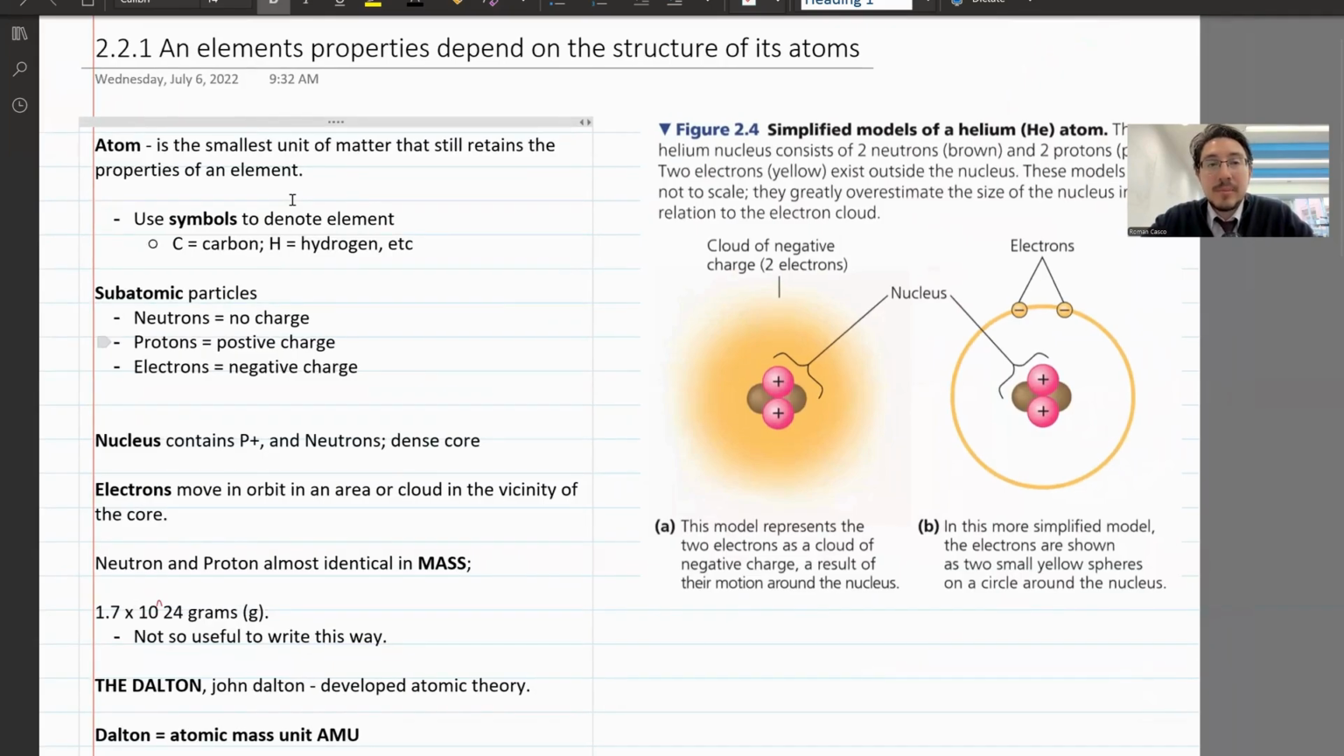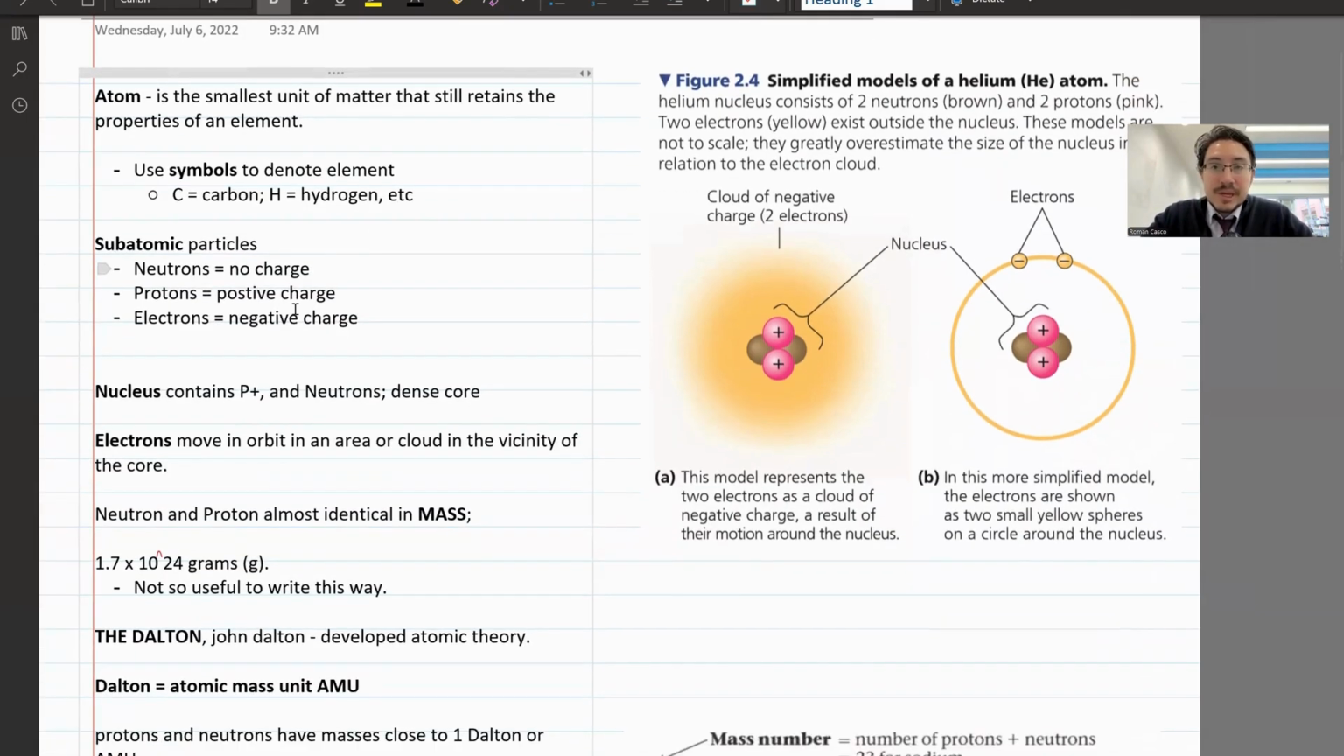All right, so an element's properties depend on the structure of its atoms. Again, this is review for a lot of us, right? An atom in itself, what is an atom? It's the smallest unit of matter that still retains the properties of that element. Generally, we will use symbols to denote a particular element. Usually, it's one capital letter, and some elements have a second lowercase letter, right? C for carbon, H for hydrogen, Fe for iron, and so forth.